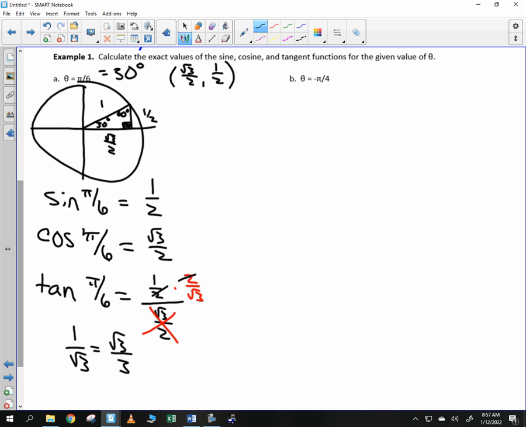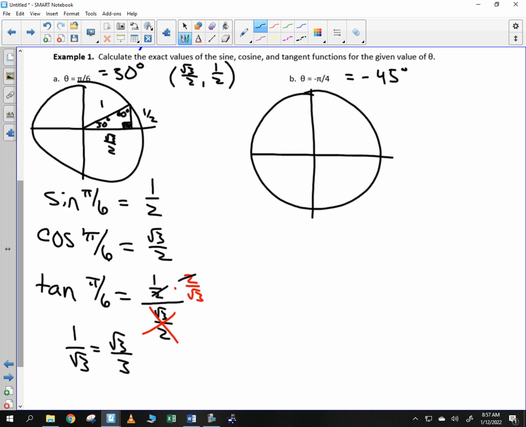Pi over 4 is how many degrees? So therefore, this is negative 45 degrees. Which quadrant does negative 45 degrees place me in? Fourth quadrant. So your angle is going to be right down here. So I don't have a 30, 60, 90 this time. I have a 45, 45, 90 this time.